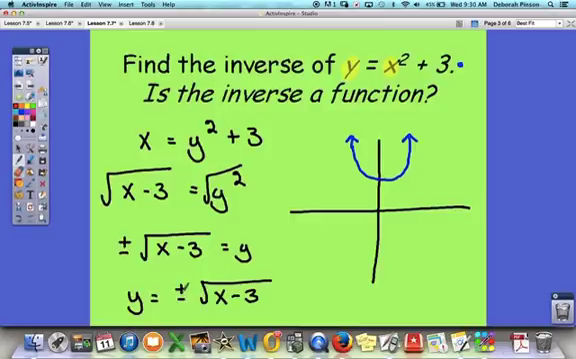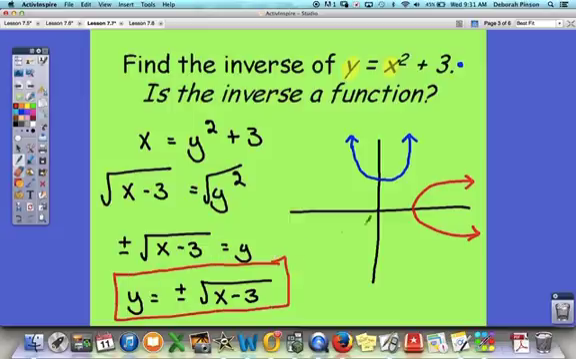Now, square root of x looks like that. Negative square root of x is the bottom part of it. See how they're reflections of each other? Inverses are always going to be reflections of each other. Now we haven't graphed the square roots much, so I'm just letting you know that.